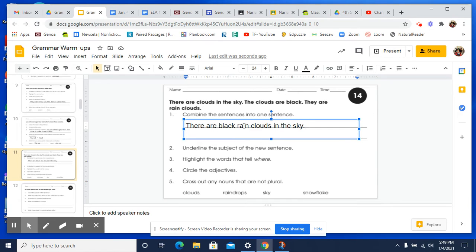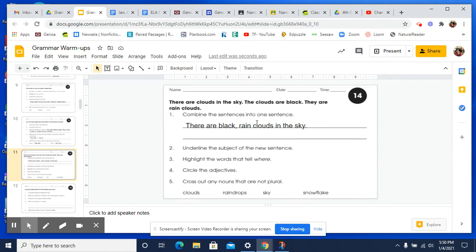Now, separating two adjectives, I don't think it's totally necessary when you only have two, but it can go either way. So if you want to put a comma there, there are black, rain clouds in the sky. You can do that. All right. So now what we're doing is we are going to use our new sentence here, and we're going to do the rest of the items to this new sentence.